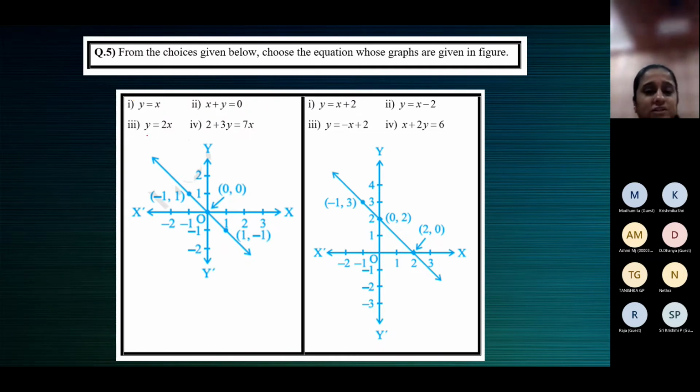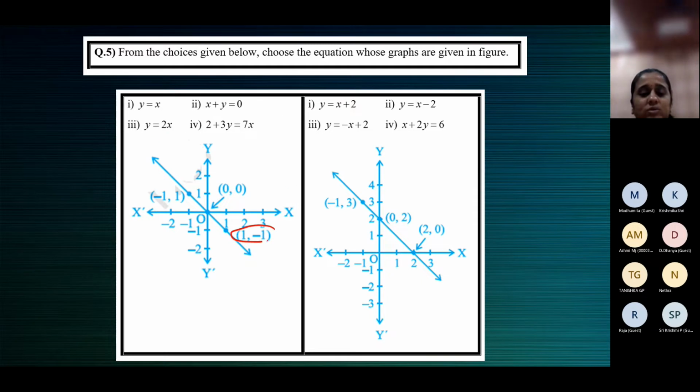We'll check this one. y is equal to 2x. That means what is the x value? x is -1. So y is -2. But no, y is 1. So this is also not possible. It doesn't satisfy the equation.